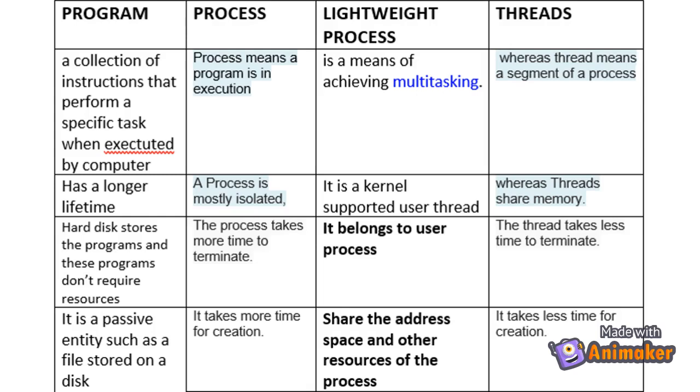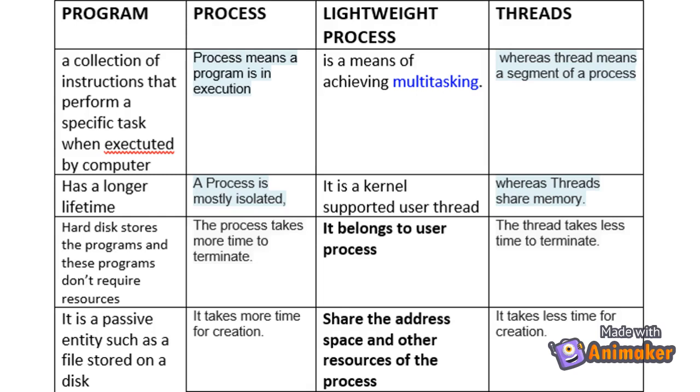Program: a collection of instructions that perform a specific task when executed by a computer. Process means a program is in execution. Lightweight process is a means of achieving multitasking. Whereas a thread means a segment of a process. Also, a program has a longer lifetime. A process is mostly isolated. Lightweight process is a kernel-supported user thread. Whereas threads share memory.